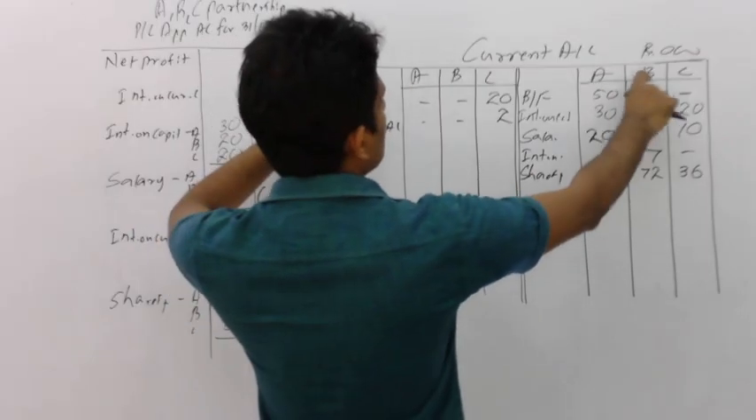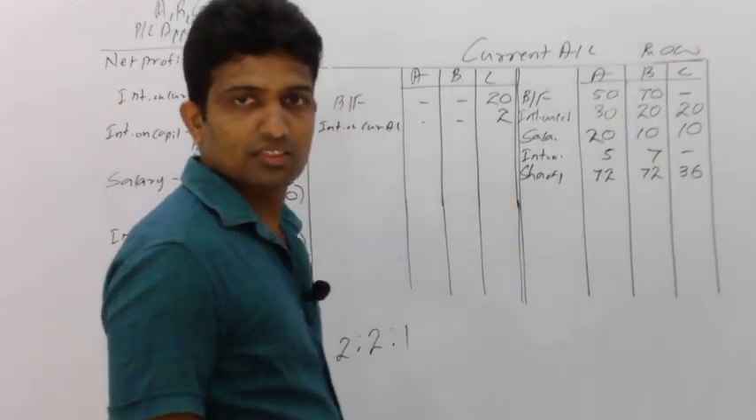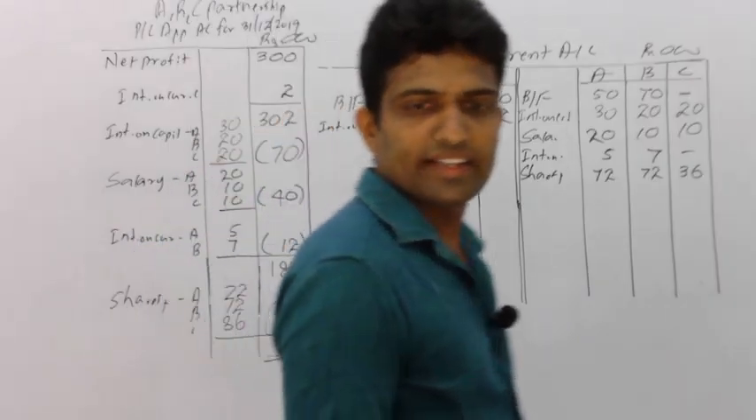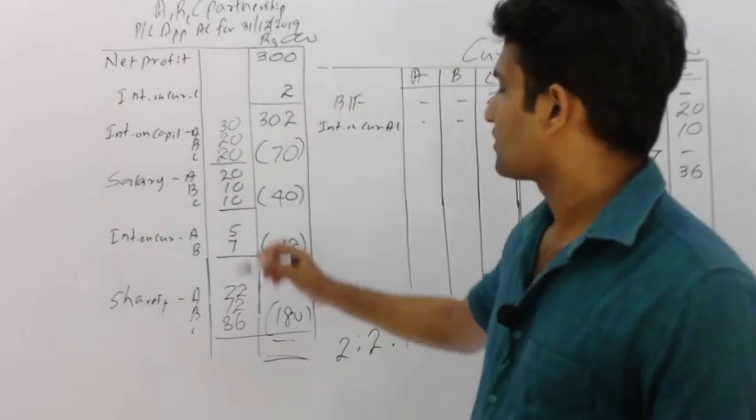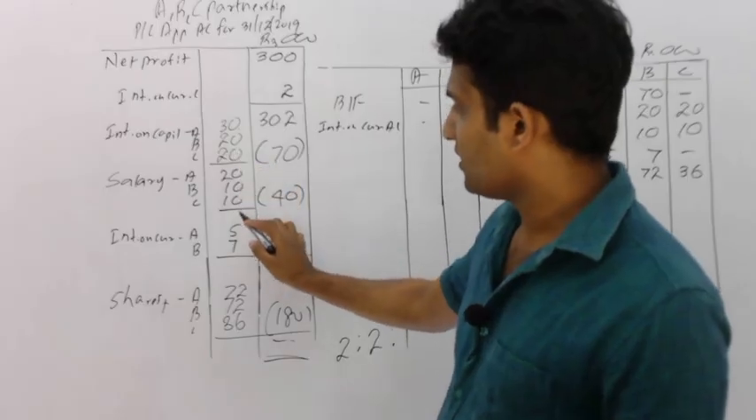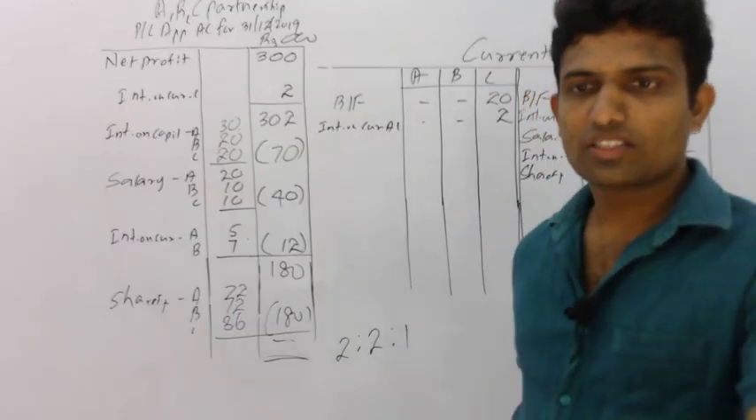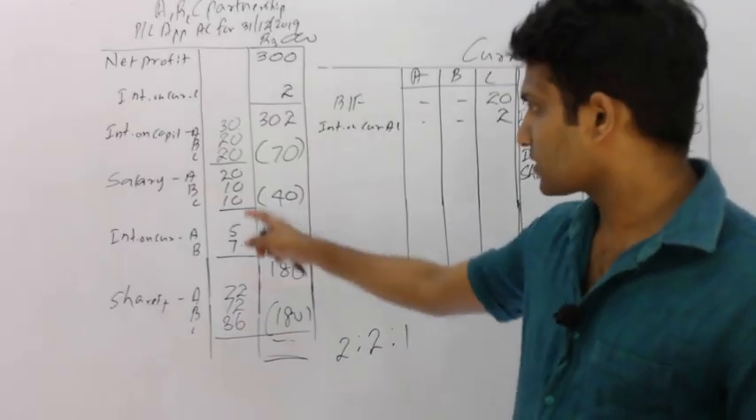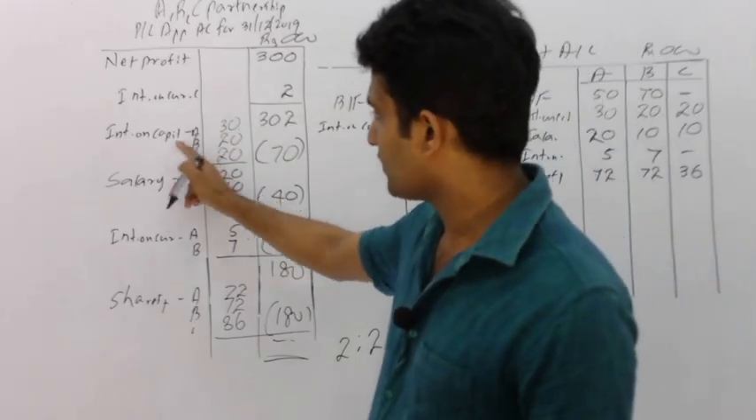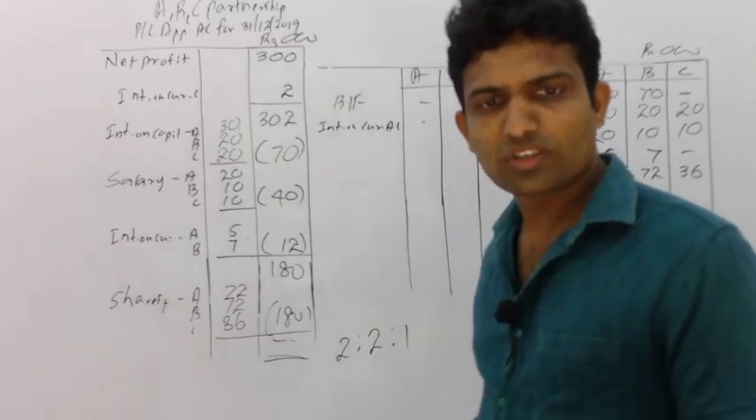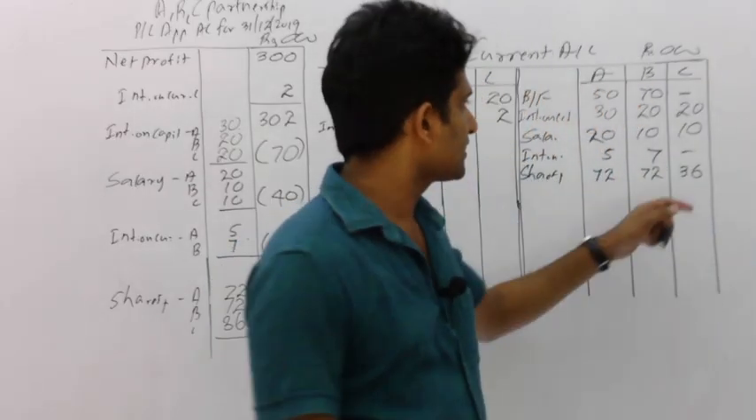The first row is the balance. Then all deductions from appropriation, interest on capital, salary, interest on current account, credit balances, and share of profits. All these deductions from appropriations, all the 4, 1, 2, 3, 4. These 4 deductions, you see, I credited here.